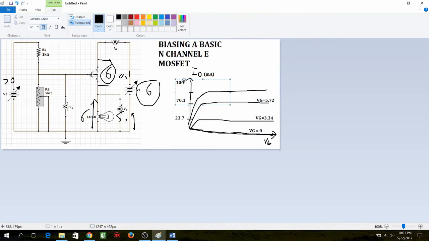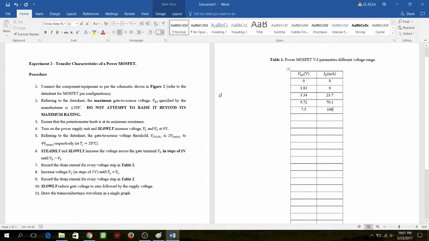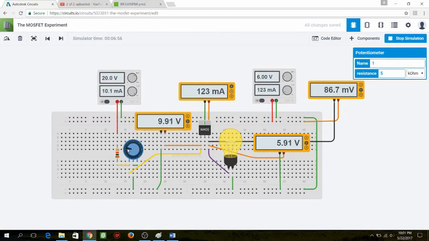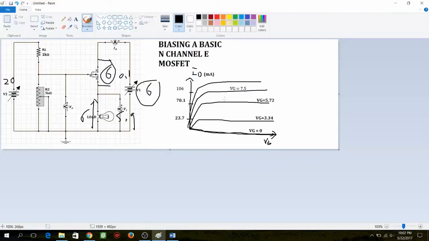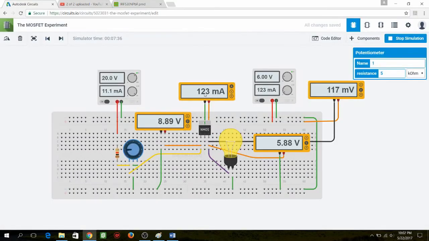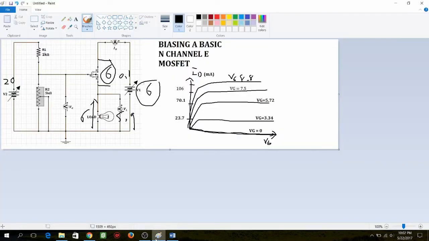Again, I would like to reiterate, the scaling is not accurate. VG is equal to 7.5. Continue to increase. 8. Okay, it's still not fully on yet. Let me increase this further. 8.8. This is my VG at 8.8, and this is my drain current, 123.